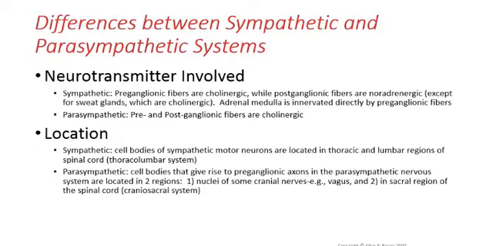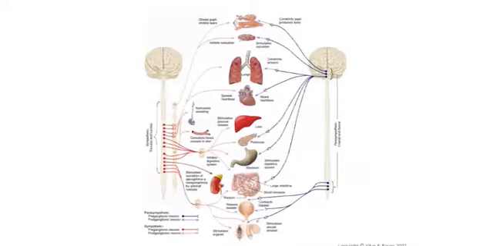Important point, not all cranial nerves are involved in the parasympathetic nervous system. Only 3 of them are the parasympathetic nervous system. Actually, only 4 of them are involving the parasympathetic nervous system. So again, nerves 3, 7, 9, and 10.